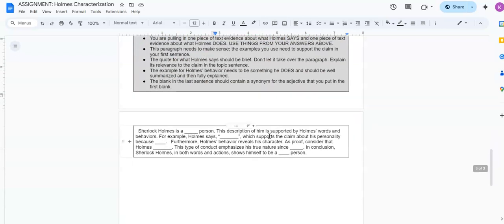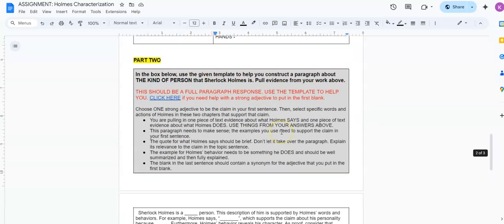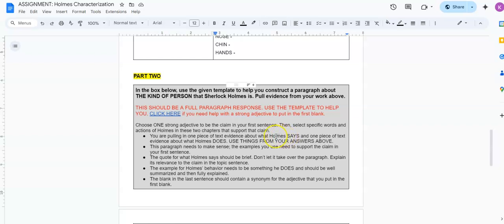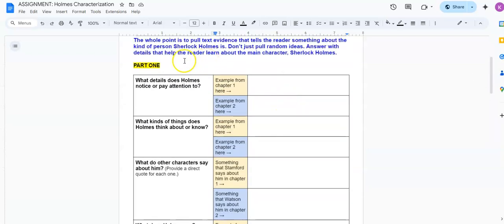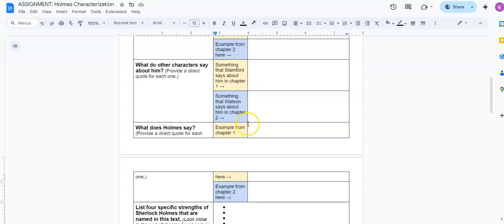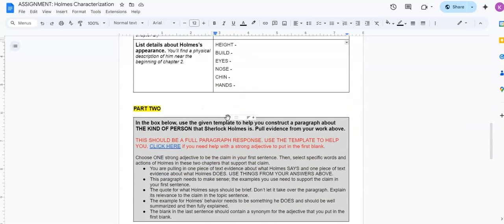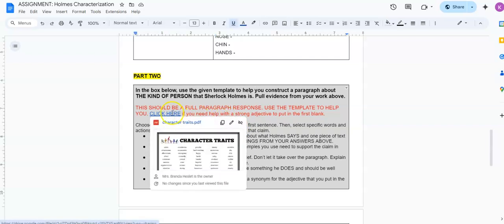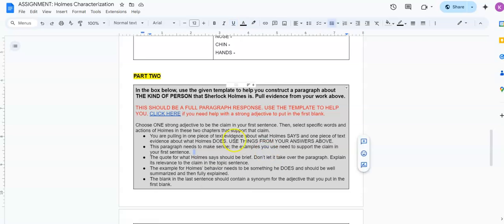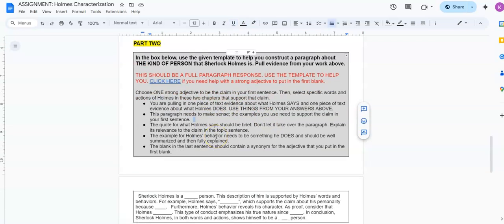Once you have done all of that, you're going to complete part 2. You're going to use this template here to complete the sentence, and you're going to write a paragraph about what kind of person Sherlock Holmes is. You need to pull evidence from your work above. You're not going to need to go anywhere in the story because you're going to have all of this right here. So this should be a full paragraph response. You can use this template here that gives you all sorts of character traits that help you narrow this down.